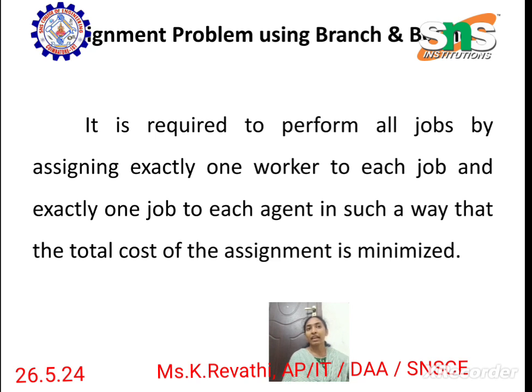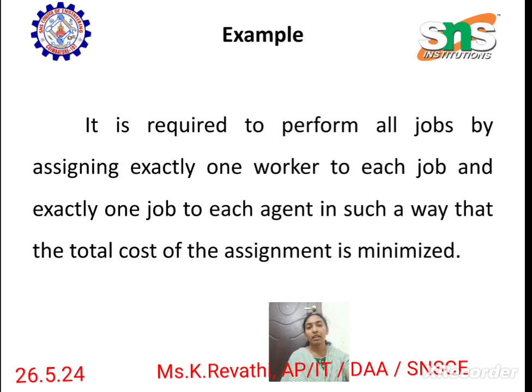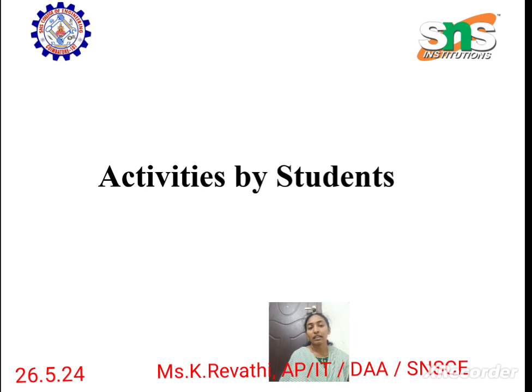Assume for an example that we have 4 jobs that need to be executed by 4 workers. This will be required to perform all jobs by assigning exactly one worker to each job and exactly one job to each agent. This is explained by our students.